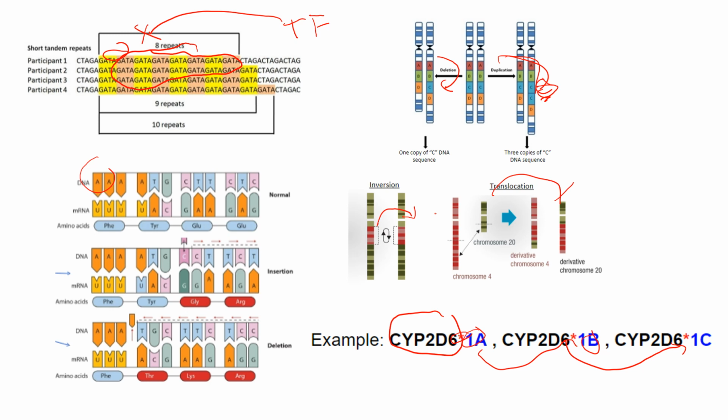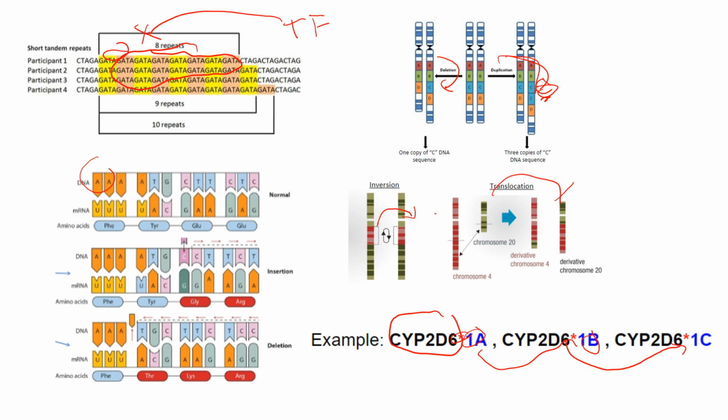And usually star 1 is what's referred to as the wild type allele. This is what's normal in most of the population, or at least most frequent in most of the population. There is an exception to this, which I'll get to in a few slides, or possibly in the next lecture, but I will make a note of that. Just know that star 1 is usually your normal wild type and usually functional.